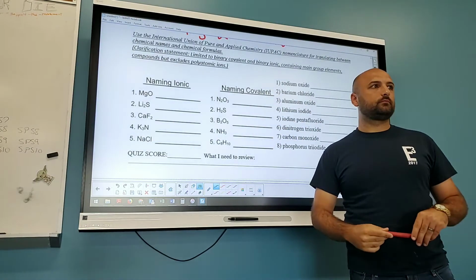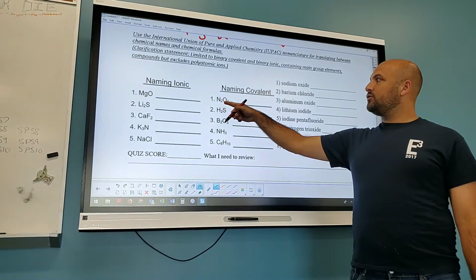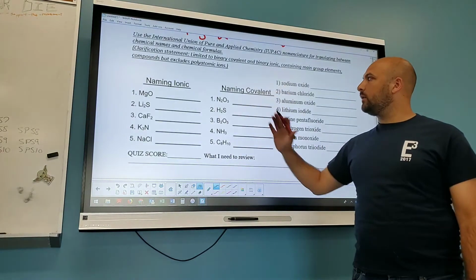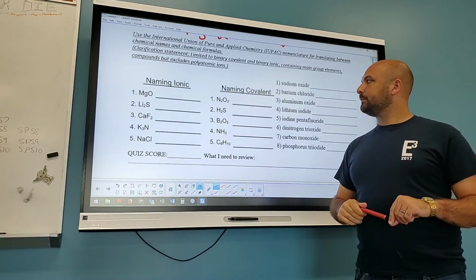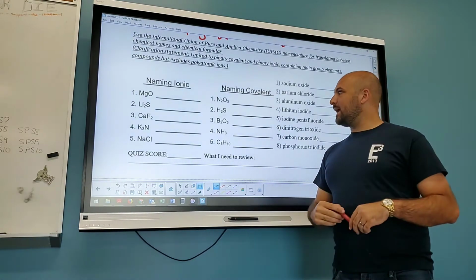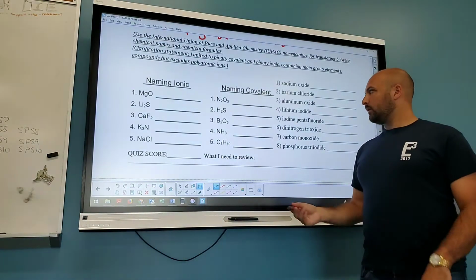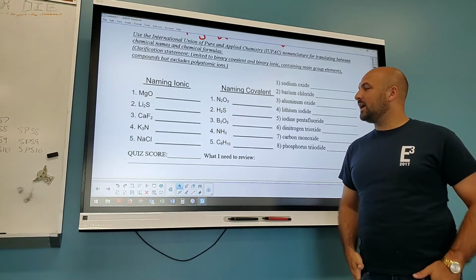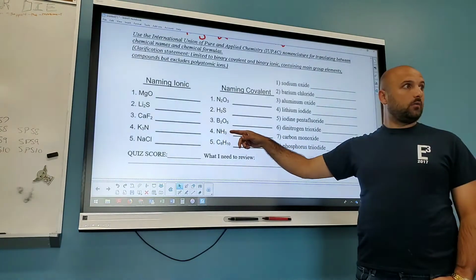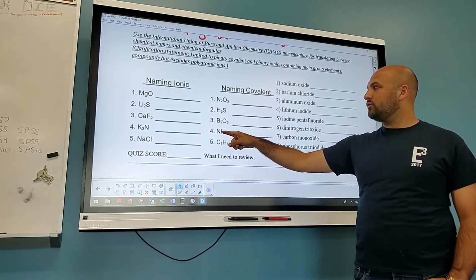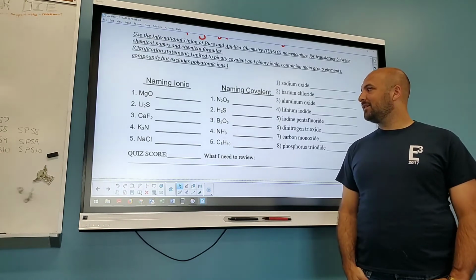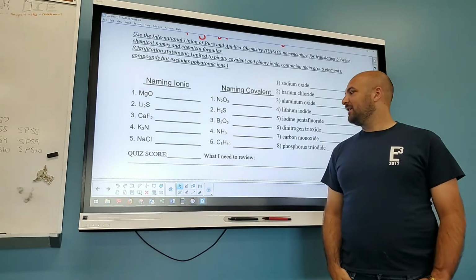Number 1. Dinitrogen trioxide. Now we have to use our prefixes. Ionic does not, covalent always uses prefixes. Number 2. Dihydrogen monosulfide. Only use the mono second. Number 3. Diboron pentaoxide. Then you got mononitrogen trihydride, right? No, because we only use the mono second. So we have nitrogen trihydride, and then octocarbon decahydride. Just because.